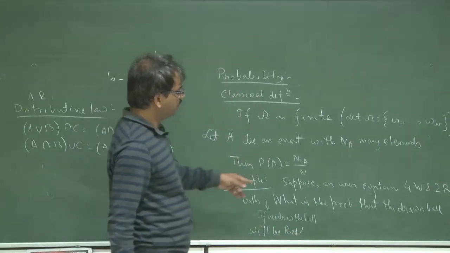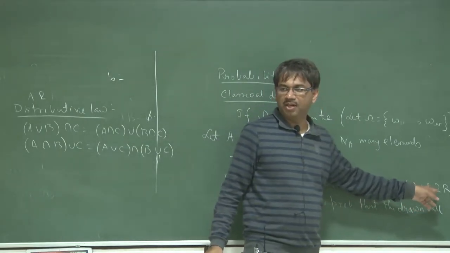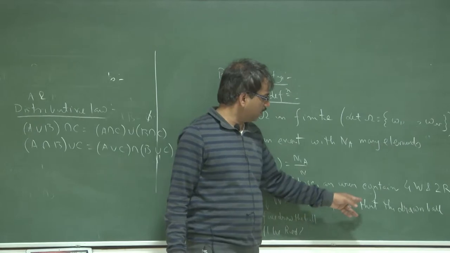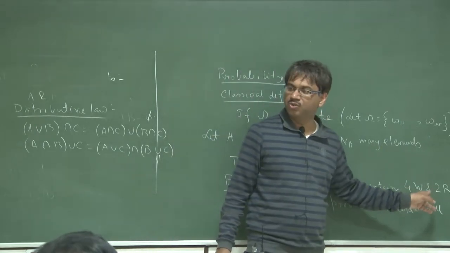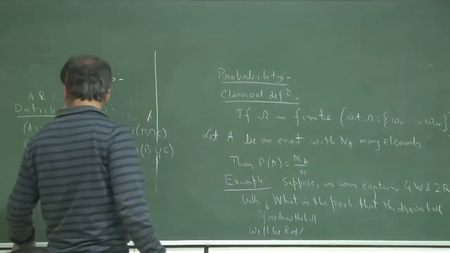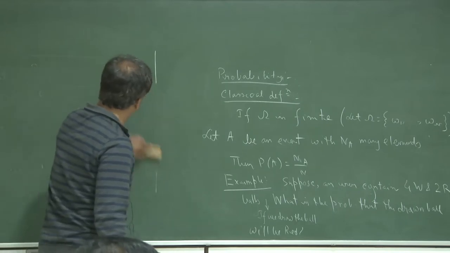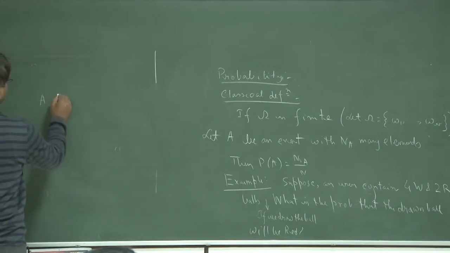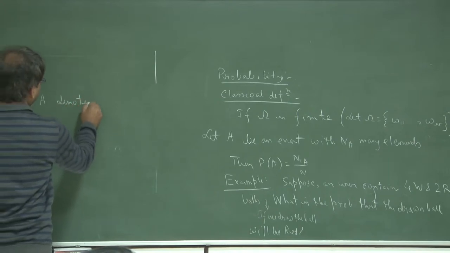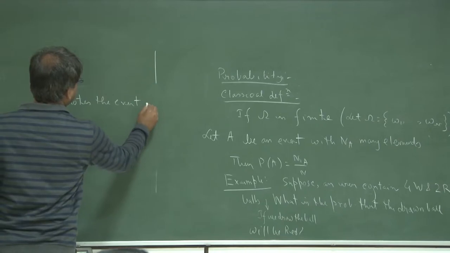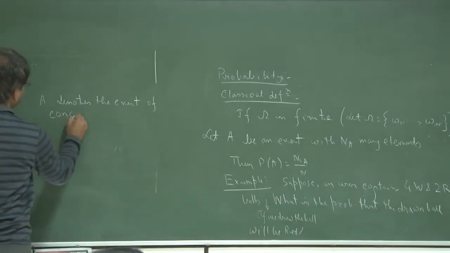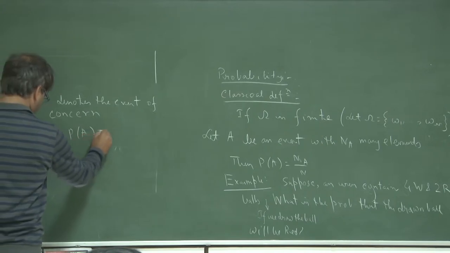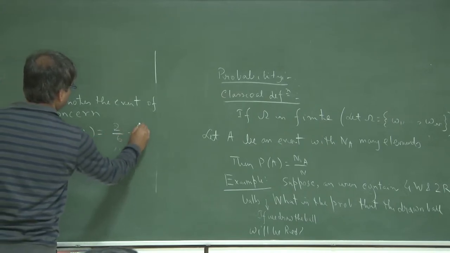In that case, you know that omega is W1, W2, W3, W4 and R1, R2, and suppose each element is equally likely. Your number of red balls is 2 and total number of balls is 6, so 2 by 6. So probability of A equals, alright, where A denotes the event of concern. I think that will make sense. So then it is one third.